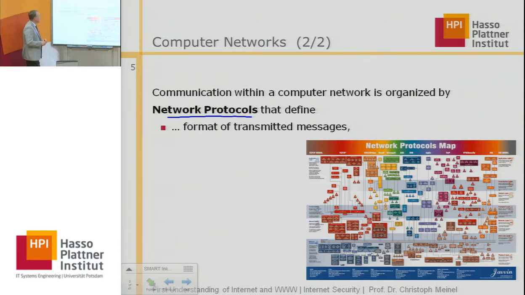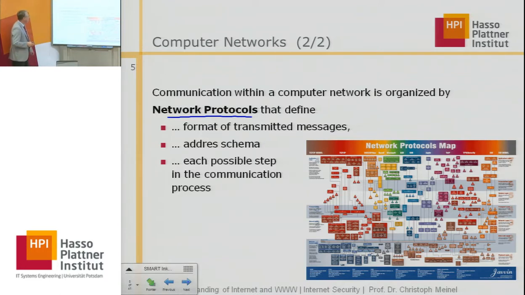To say it roughly, such network protocols need to define the exact format of the transmitted data, piece by piece, so that both systems, the sender and the receiver, are able to interpret these messages in an exact way. Then we need an address scheme. Each message that one computer wants to send to another computer needs to be addressed with the address of the receiver.